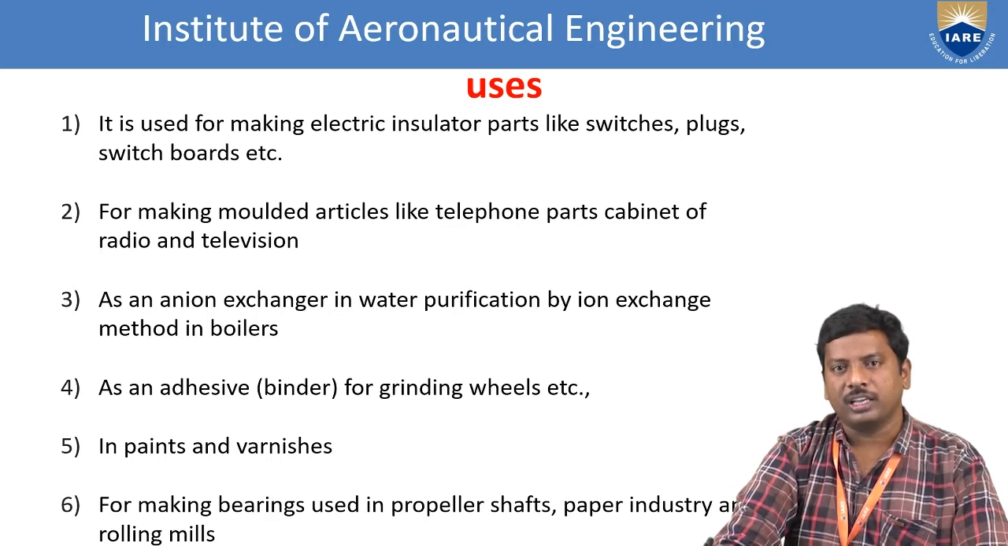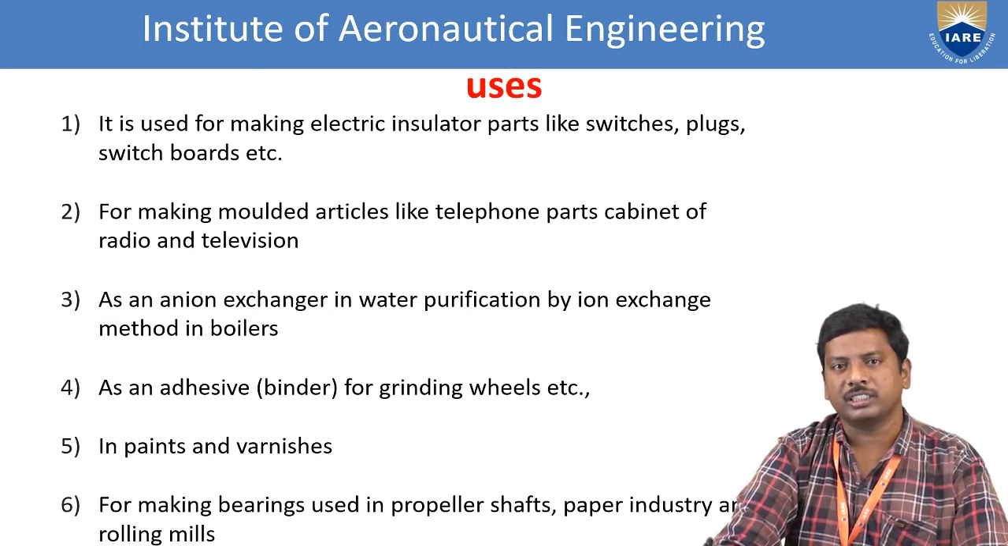Okay. After that, adhesive material. Adhesive material means it can act as a binder. So it is used especially in grinding wheels, and also in paints and varnishes as surface coating materials, and also in propeller shafts and industries like the paper industry and rolling mills. So this is about the preparation, properties, and uses of bakelite.